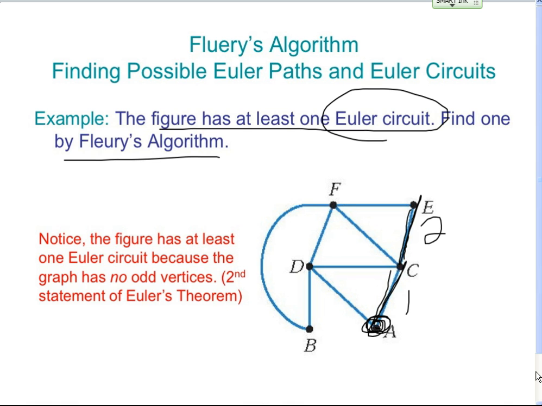Now I only have one choice, so I have to go to F. From here I have three different choices. I can either go to B, to D, or C. And none of these are bridges, so it doesn't matter where I go. So let's go back to C. I only have one choice as long as I don't want to retrace an edge, so I have to go to D at this point.